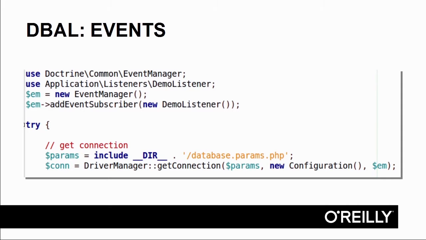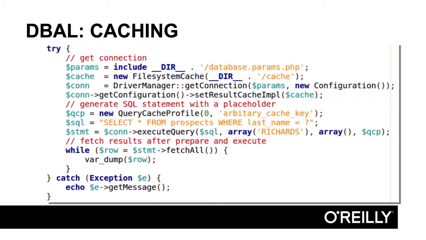DBAL also supports events. Doctrine Common has its own event manager. You can then create an instance of the event manager, add a listener to the event, and supply the event manager as an argument when you run get connection. What happens then is it allows Doctrine to tap into the flow of the application. It allows you to monitor events, in this example, monitoring an event immediately after the connection is established.